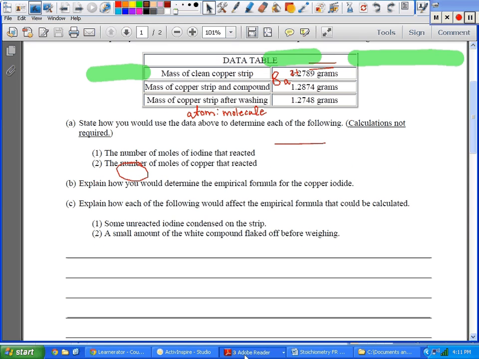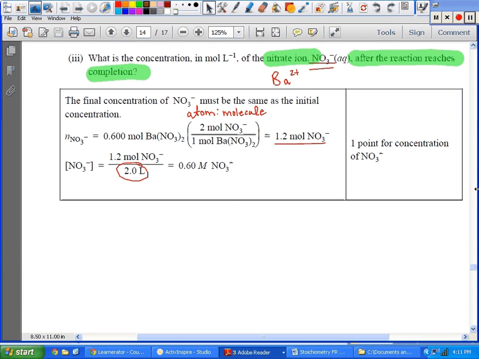The reason I wanted to show you this is because, again, one more time, the nitrate in the beginning must be the same as the end because what you start with, you must end with. If you started with 0.6 moles of barium nitrate, you can go mole, atom to molecule, same thing as mole to mole, and determine. I'm going to actually change the question just a little bit.